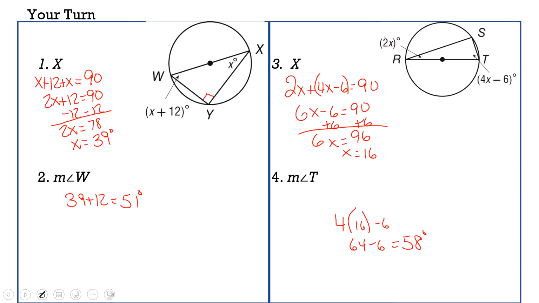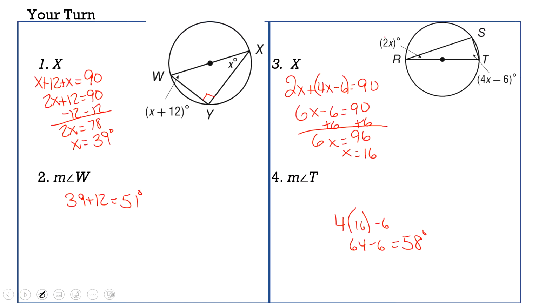Then I just plug in the equations and solve for X. We find out that X is 39. They wanted the measurement of angle W, so I plug 39 in for X there, and I find out that angle W is 51 degrees. Does that make sense to everyone when you look at it? Okay.